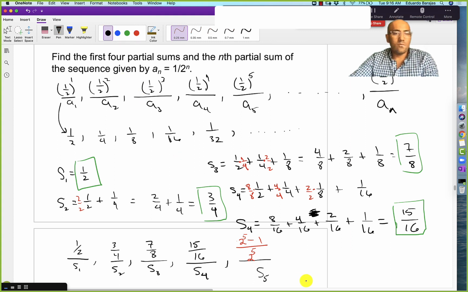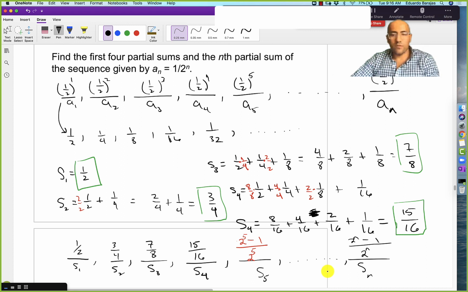And then, well, okay, as long as we're establishing the pattern, then as we keep going, the nth one, well, the pattern is going to be that it's a fraction where we have 2 to the nth in the denominator and then 2 to the n minus 1 in the numerator. Good. Any questions?